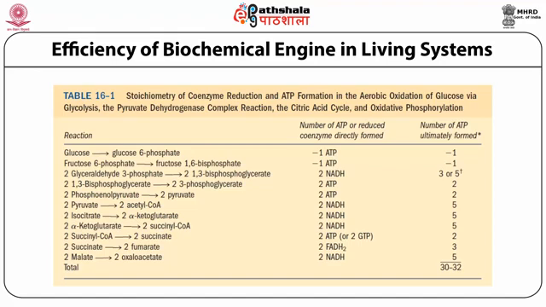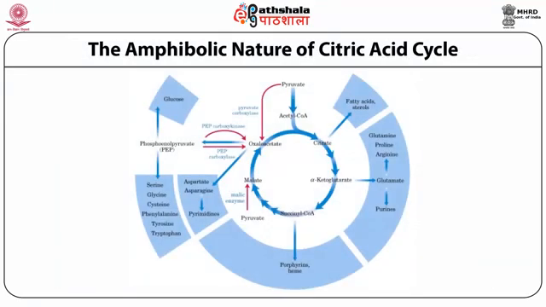This table shows the stoichiometry of coenzyme reduction and ATP formation in the aerobic oxidation of glucose via glycolysis, the pyruvate dehydrogenase complex reaction, the citric acid cycle, and oxidative phosphorylation. The figure shows the amphibolic nature of the citric acid cycle. This pathway is utilized both for catabolic reactions to generate energy as well as for anabolic reactions to generate metabolic intermediates for biosynthesis. If the citric acid cycle intermediates are used for synthetic reactions, they are replenished by anaplerotic reactions in the cell, which are indicated by red color in the figure.